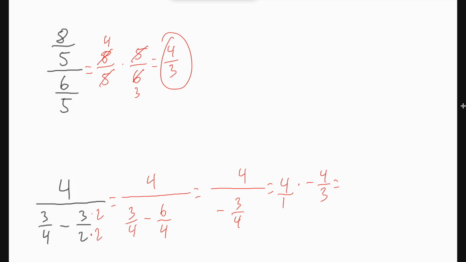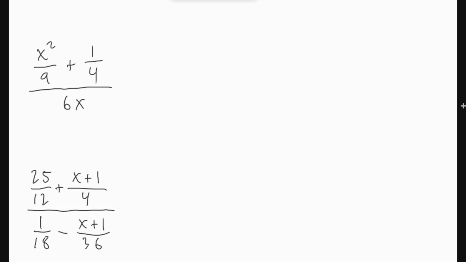And then we multiply. And that'll give us negative 16/3. Remember, we can't have the negative in the denominator, so it either has to be in the numerator or just in front of the fraction like I have it here. And that's our answer. All right, next, what we have going on here is now we have variables. Otherwise, it's the same thing we were just dealing with.